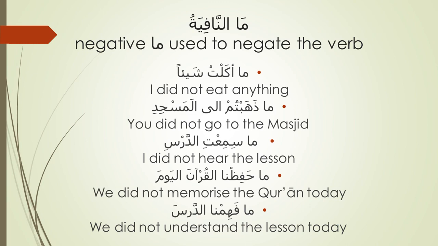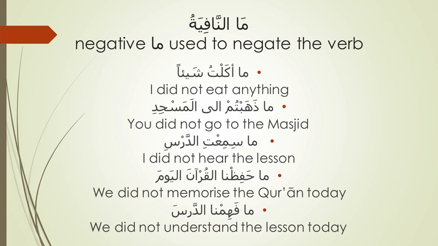So we know akaltu means I ate. Right? I ate. How do I say now I did not eat? We bring this ma before the verb. This ma can come in front of nouns as well, but for now we're just doing verbs. So I'll say ma akaltu shay'an. I did not eat anything. Ma akaltu shay'an. Or I can say ma akalta shay'an. You did not eat anything.